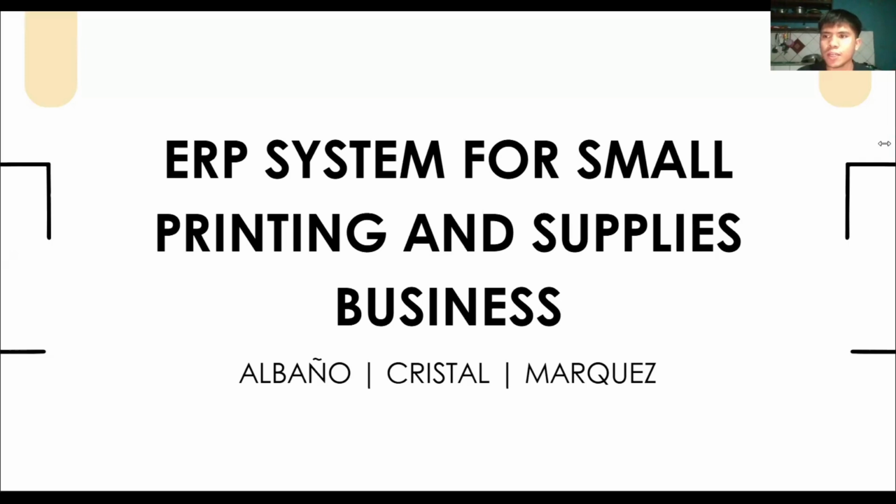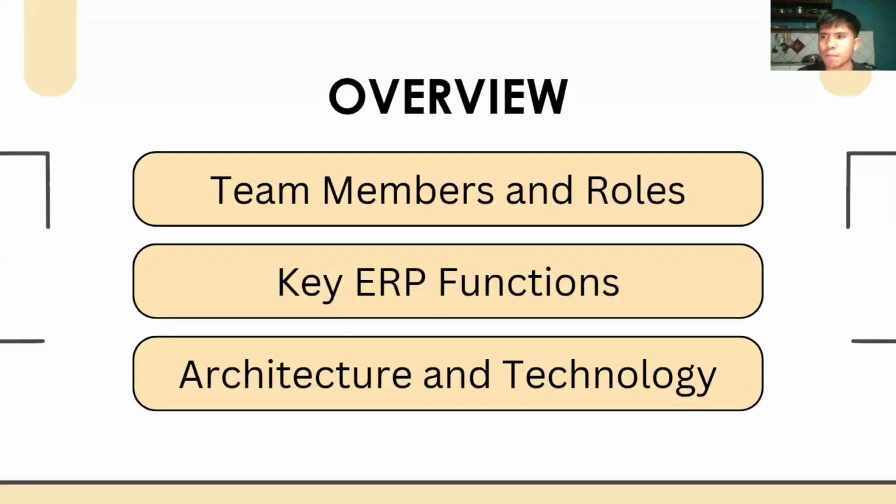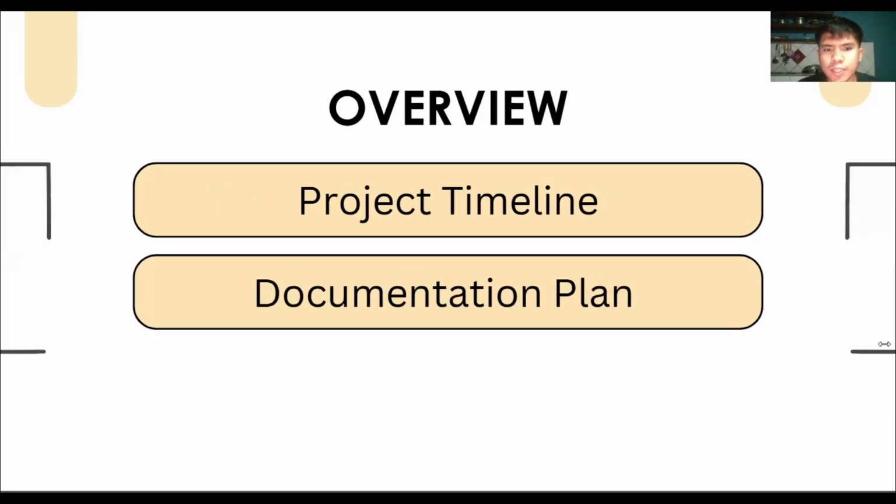So here is the overview of this presentation, which is the project plan of the ERP system that we will make in the following weeks. The first point is team members and roles. The second point is key ERP functions. The third point is architecture and technology. The fourth point is the project timeline, followed by the last point, which is the documentation plan overview.